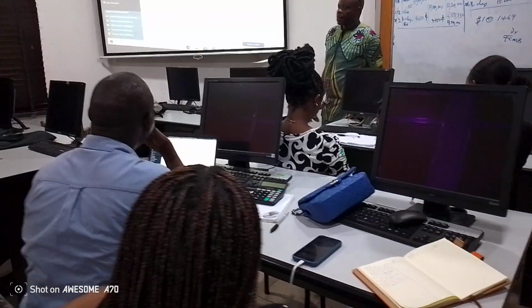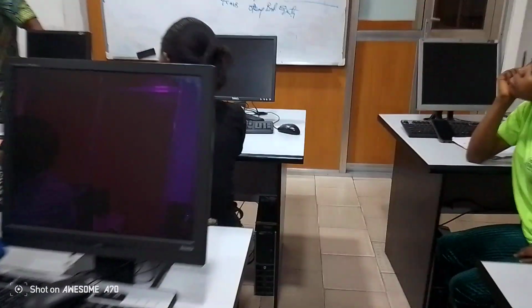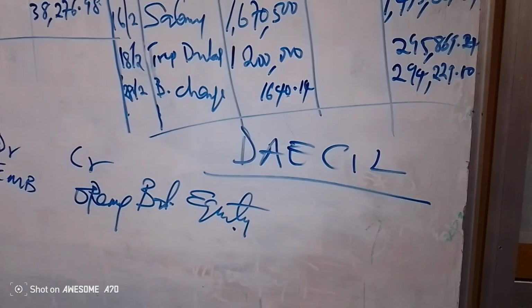UBA. Okay. That is it, right? Okay. Save.